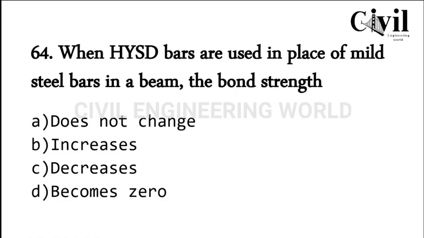When HYSD bars are used in place of mild steel bars, then its bond strength increases. B is the correct answer because these bars increase the bond strength between concrete and steel, because they are shaped in such a way that it increases the bond strength between the concrete and the steel. So B is the correct answer.